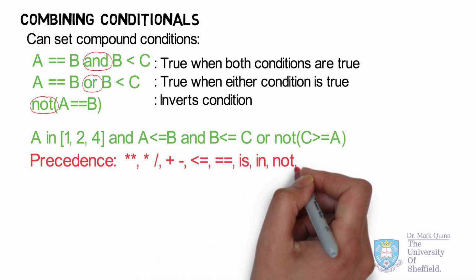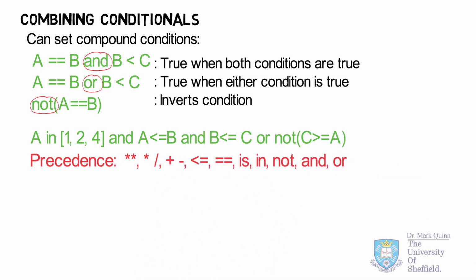The combined precedence has powers, multiplication, division, addition and subtraction coming before the conditional operators for identity and comparison. And finally, the Boolean operators and, or, not having the least precedence in calculations. We can look at an example here and indicate the precedence using some brackets.